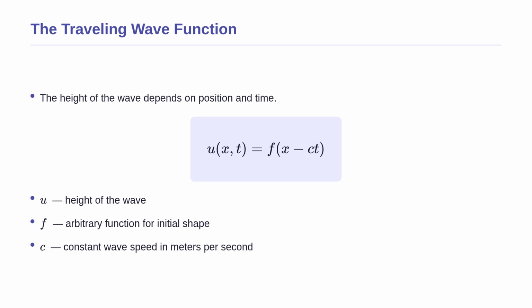Here, u is the height of the wave, and f is an arbitrary function representing the initial shape of the wave. The variable x is the position, t is the time, and c is the constant speed at which the wave travels, measured in meters per second. The expression x minus c times t ensures that as time moves forward, the shape shifts to the right at speed c. If the speed c increases, the wave covers more distance in the same amount of time. To turn this into a differential equation, we need to find its partial derivatives.